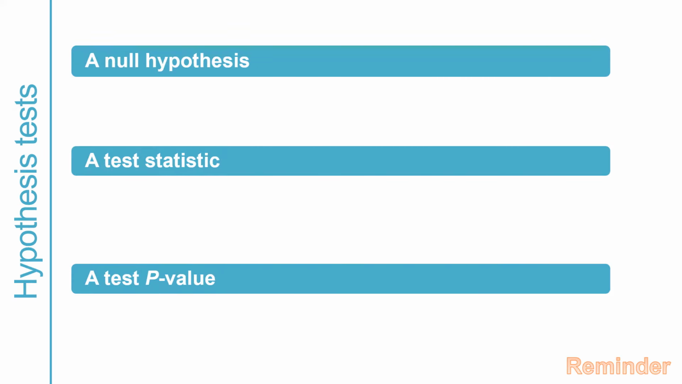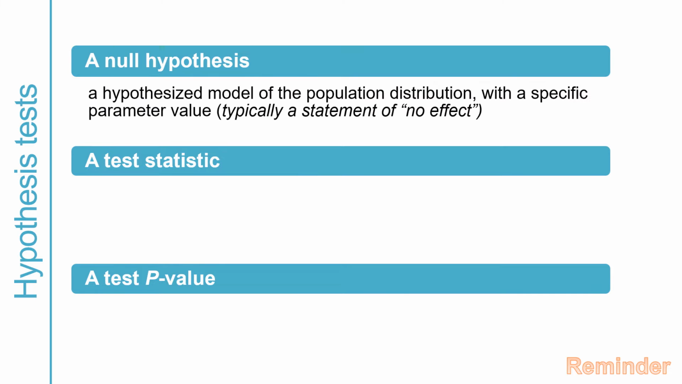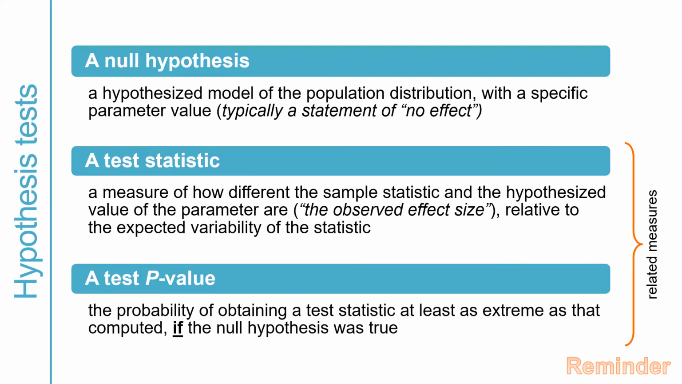We have seen that when we want to test a hypothesis about some property of a population, we start with a null hypothesis, which is typically a statement of no effect, no difference, nothing special going on about the target population. We then use the sample data to calculate a test statistic and a test p-value that tell us to what extent the sample data deviate from what we would expect if the null hypothesis was true.